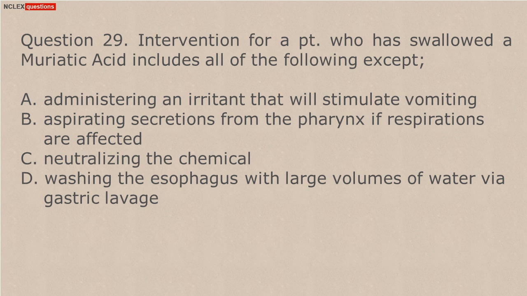Question 29. Intervention for a patient who has swallowed muriatic acid includes all of the following except A. administering an irritant that will stimulate vomiting. B. aspirating secretions from the pharynx if respirations are affected. C. neutralizing the chemical. D. washing the esophagus with large volumes of water via gastric lavage.